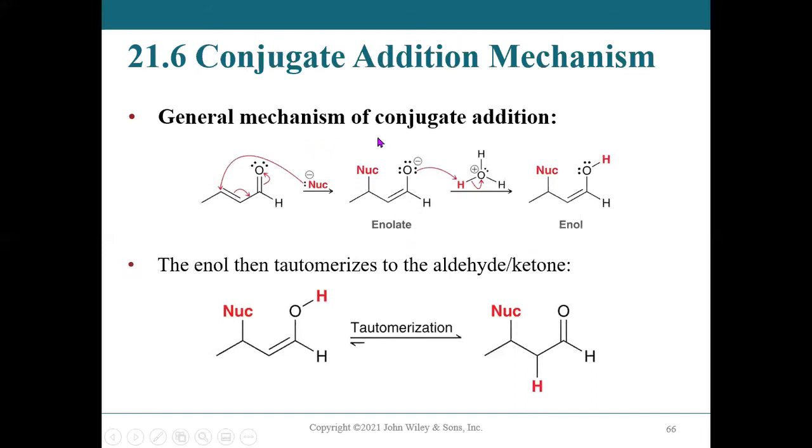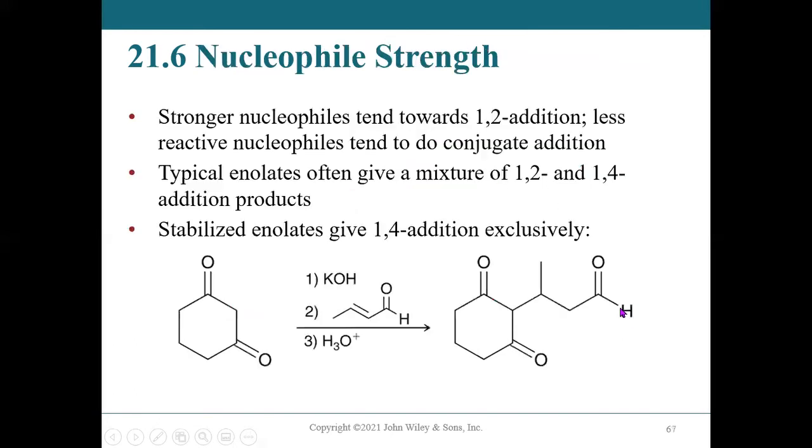The general mechanism for the conjugated addition is we start with the nucleophile attacking that beta carbon, and then we have this enolate, protonate to produce the enol, which tautomerizes to produce the final carbonyl group. A stronger nucleophile tends towards 1,2 addition, while a less reactive nucleophile tends to do conjugated addition. Conjugated addition is 1,4 addition. Typical enolates often give a mixture of 1,2 and 1,4 addition. Stabilized enolates give 1,4 addition exclusively.